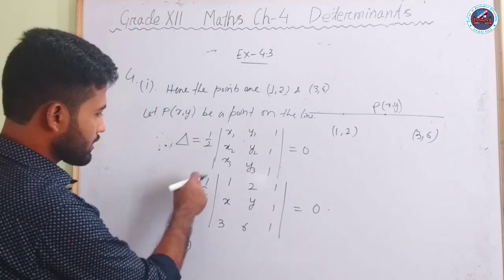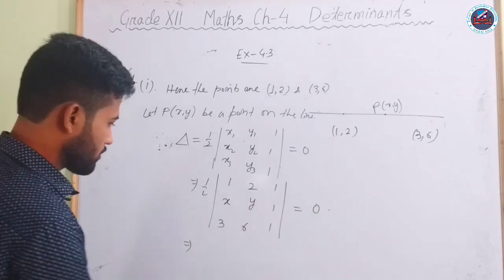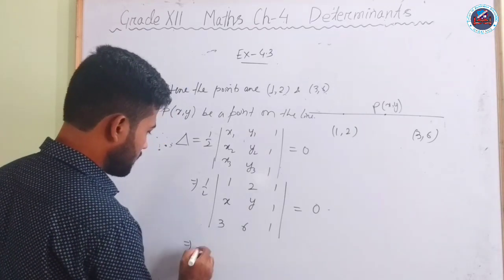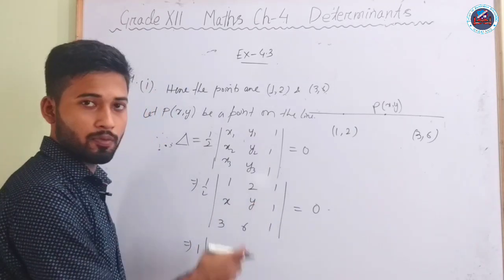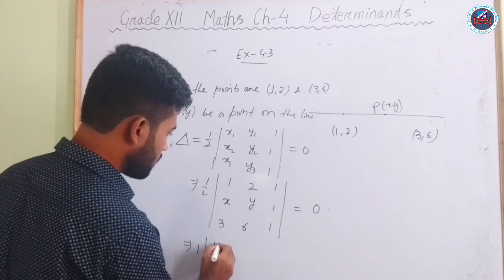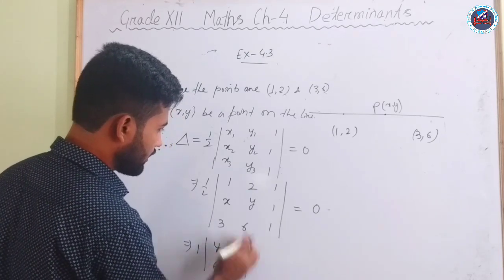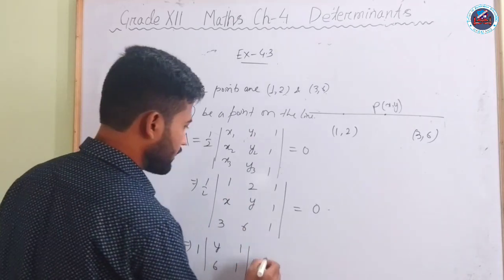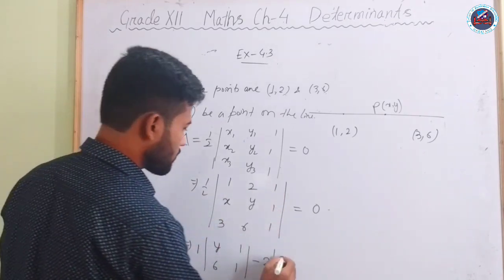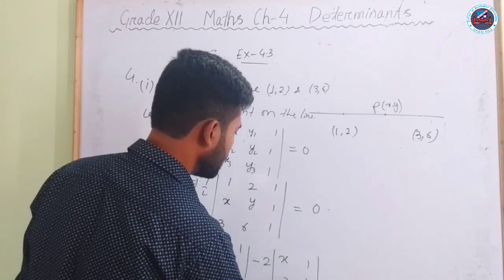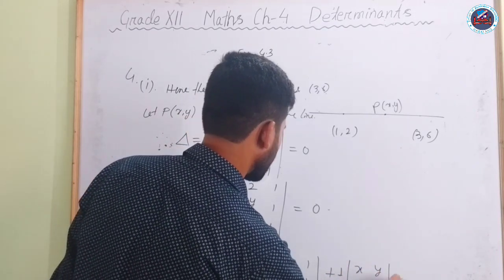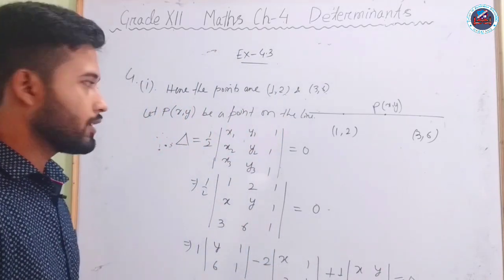Okay, now since the half is a scalar, I can take it to the other side, so this will be done. Now find the determinant of this. At first we have 1 into, since there are no zeros, we can expand along any of the rows or columns. So 1 into the determinant y 1, 6 1, excluding this row and this column, minus 2 into what? Which determinant do we need to take? Exclude this row and column, the remaining is x 1, 3 1, plus 1 into the determinant x y, 3 6, and that is equal to 0. So from there we shall find the equation.